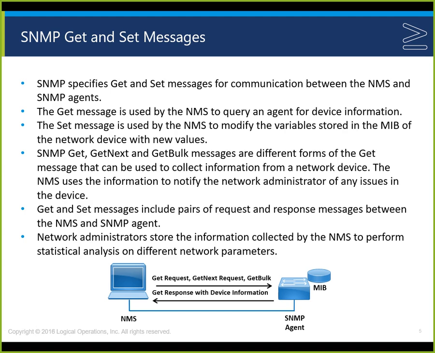SNMP uses get and set messages to communicate between the management system and the agents. The get message is used by the manager to query from an agent. So we have get, get next, get bulk, and then the get response for these things. The set message is to modify the variables stored in the MIB. So the set message would be for management of it. And the get message is for information that we can then chart to see what's going on. The get next and get bulk are different forms of the get message.